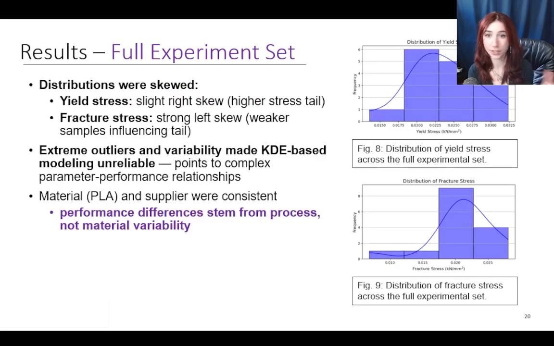Our distributions were skewed. Our yield stress had a slight right skew with a higher stress tail, and our fracture stress a stronger left skew, meaning that our weaker samples really influenced the tail. There were a lot of brittle parts. Extreme outliers and variability in some of our samples, considering this is a full experiment and we're comparing single angle builds to double angle builds, made it difficult to use KDE based modeling. This points to relatively complex parameter performance relationships that, moving forward, if we want to train a model on predicting these things, would make it a little bit more challenging predicting single angle builds versus double or triple angle ones.